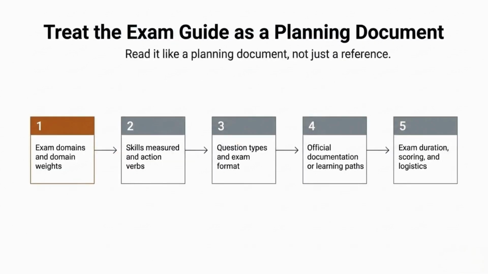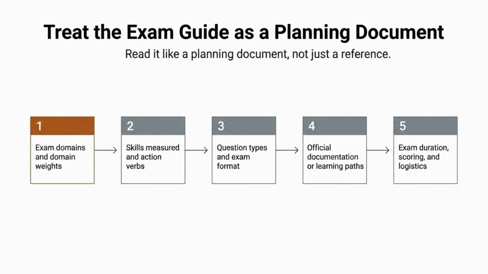When you open the official exam guide or exam objectives, do not skim it quickly and move on. Read it like a planning document. First, look for the exam domains. These are the major categories of the exam. Then look for domain weights if they are provided. If one domain is 30% of the exam and another is 10%, that should influence how you spend your time.